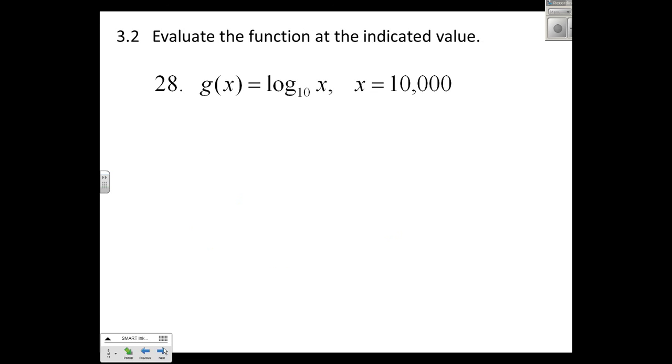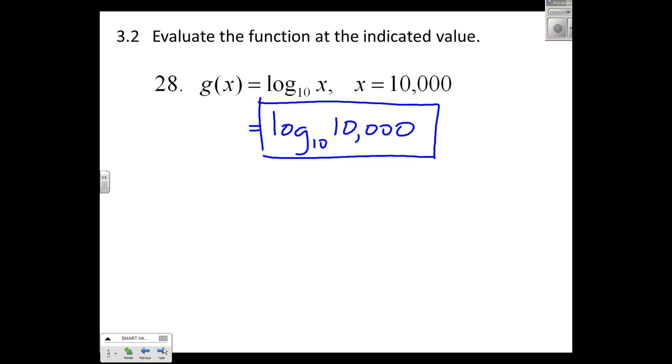Let's try that again. Okay, evaluate the function at the indicated value. So we are supposed to find log base 10 of 10,000. And that's how we'd read this, log base 10 of 10,000. But it's not how I'm thinking of it. I am thinking of it as the exponent that would turn 10 into 10,000. Well, what exponent turns 10 into 10,000? Let's see, 10 to the first is 10, to the second 100, to the third 1,000, to the fourth 10,000. So this is 4. 4 is the exponent that turns 10 into 10,000.